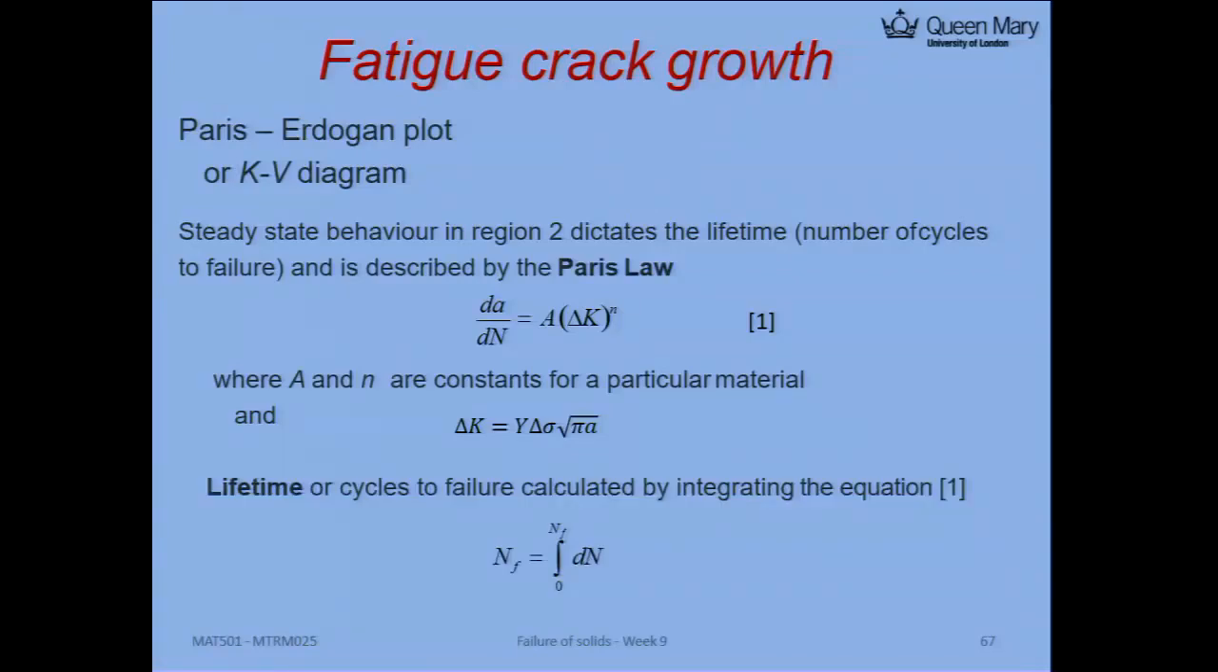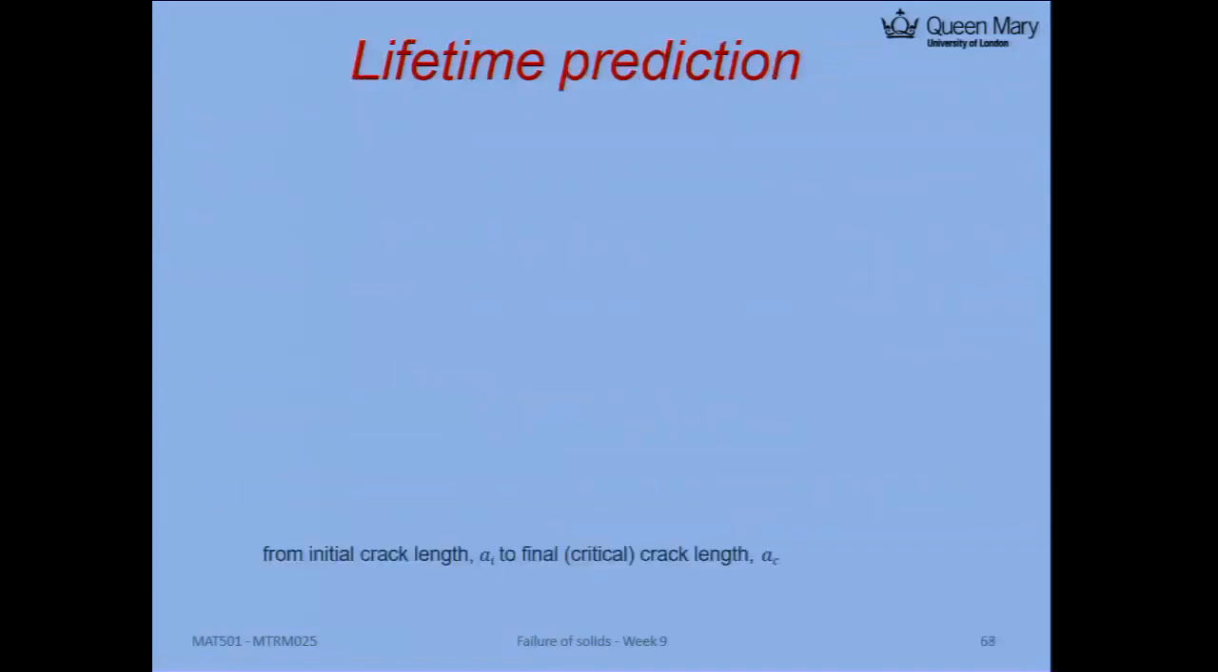So now you need to put in this equation: delta K equals Y delta sigma times square root of pi a. And what you need to do is think about this as a differential equation. You need to integrate the whole equation such that you can get the total failure life, NF. So let's do that together.